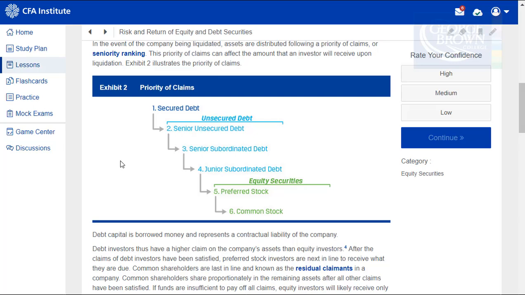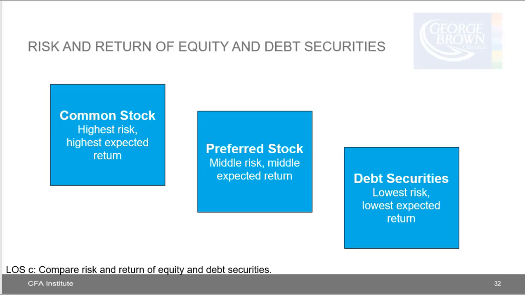So this is the priority of claims that you need to be familiar with. The highest claim is secured debt. Second is unsecured debt, split between senior unsecured, senior subordinated, junior subordinated. And then finally, equity securities are residual, but within equity, preferred stock has a priority over common stock.